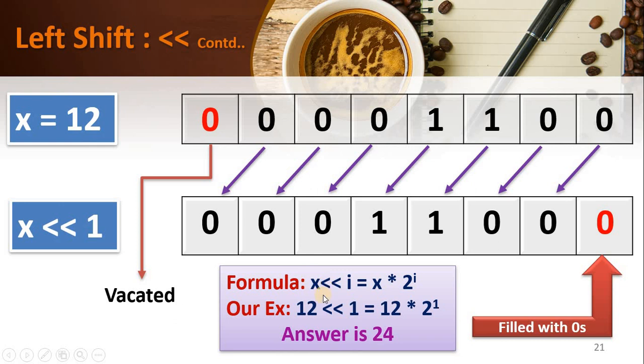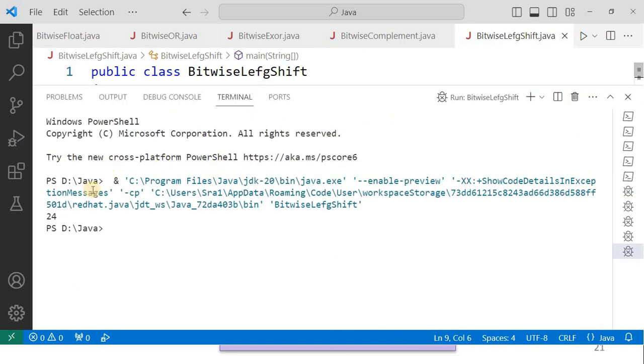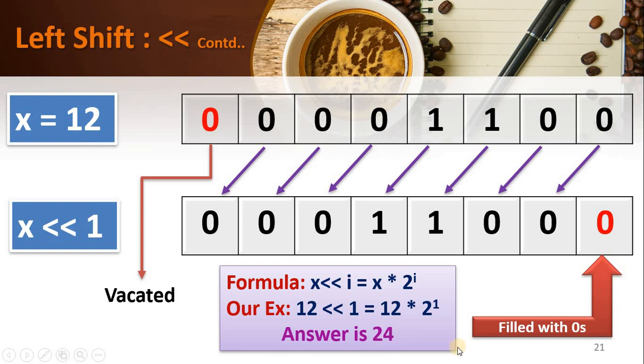As per our formula, see now 12 left shift 1. The value 12 is moving to the left hand side by 1 bit. So if we apply this formula, you will get the value by using the formula 12 into 2 power I, where I value is 1, x value is 12. 12 into 2 power 1, 12 into 2, 24. See this same example, input is 12, implementing x left shift 1. Execute it. We are getting 24 as an output.